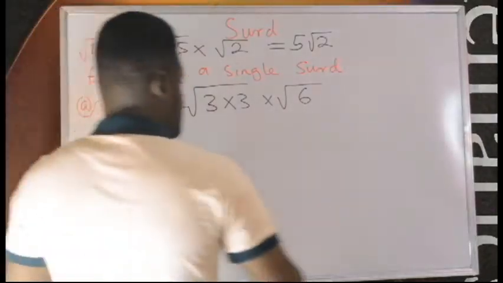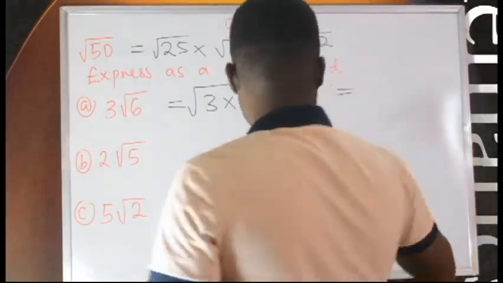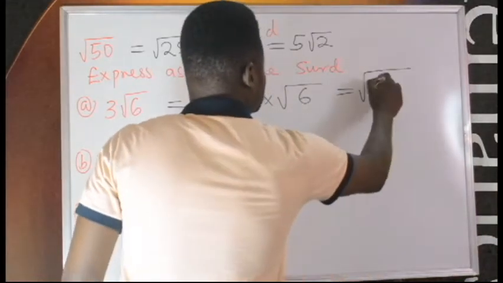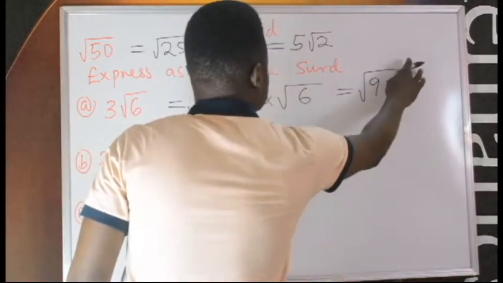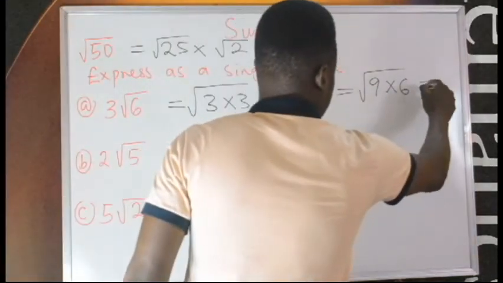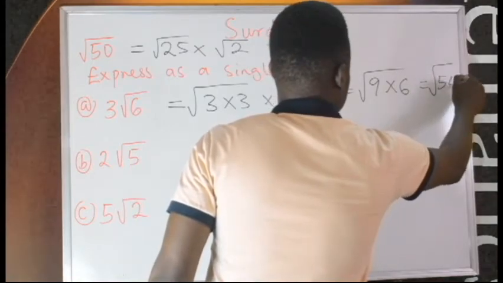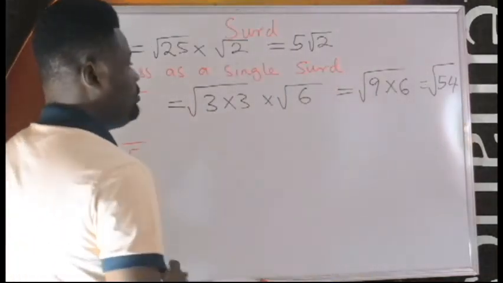Then it becomes 3 times 3 is 9. So we have 9 times 6. 3 times 3, 9 times 6, and that will give us the root of 54. 9 times 6 is 54.